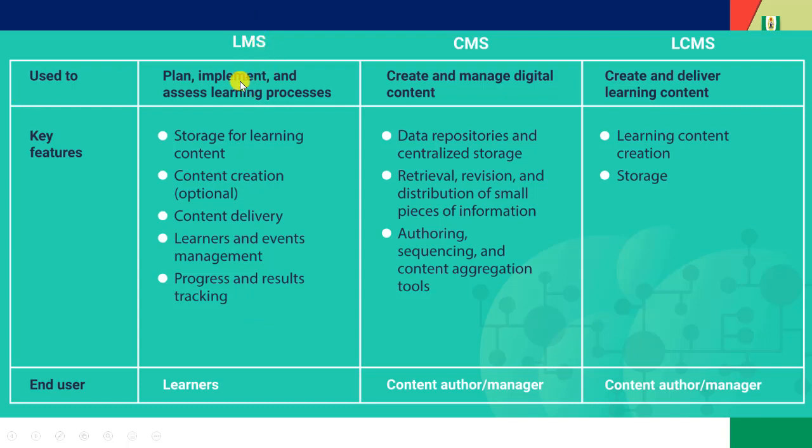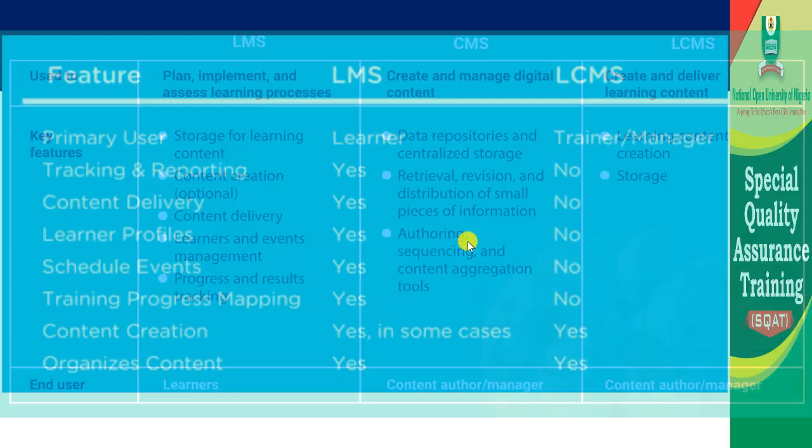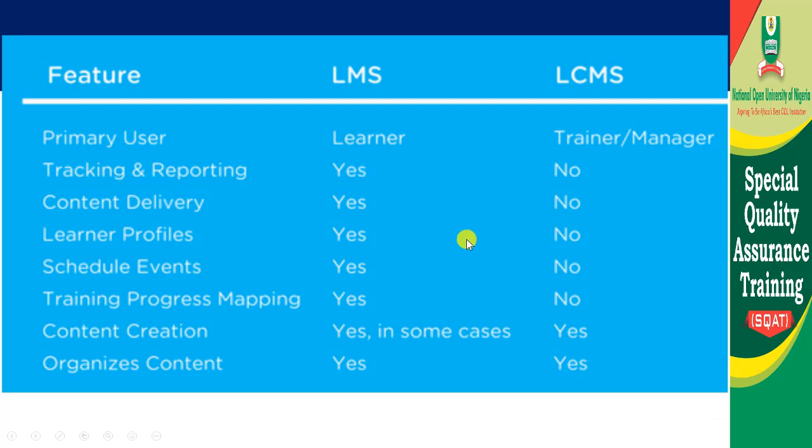LMS is used to plan, implement, and assess learning processes, and these are the key features. Content management system is for creating and managing digital content. These are the key features. And then the combination of the two, that's a wicked combination, very good thing. Learning content management system. You create and deliver learning content. The end user in this case for LMS is the learner, the content author or manager in the case of CMS, and then the content author manager in the case of LCMS. You can see a number of other features comparing now learning management system and learning content management system.